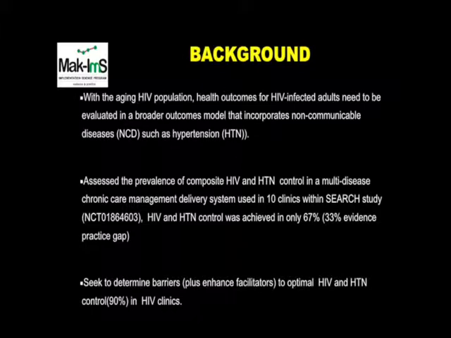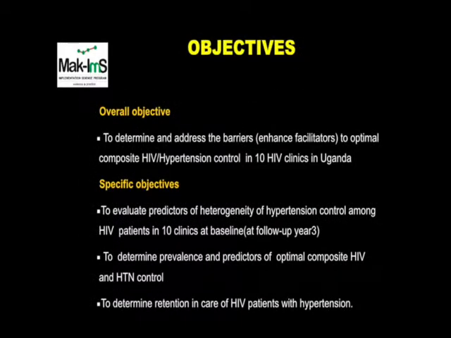While viral suppression had been achieved after 2 years at 90%, or even above 90%, in all those patients, for patients who had hypertension and HIV, we had only achieved 67%. So that poses a gap of 33% that I thought we should understand. I will seek to determine the barriers to optimal HIV and hypertension control in these clinics, and also find solutions to optimize the cascade for these patients.